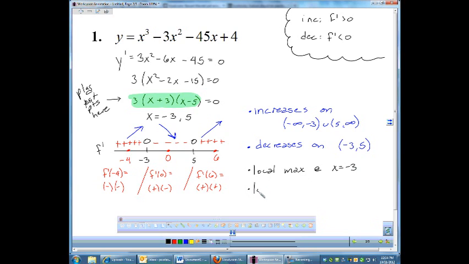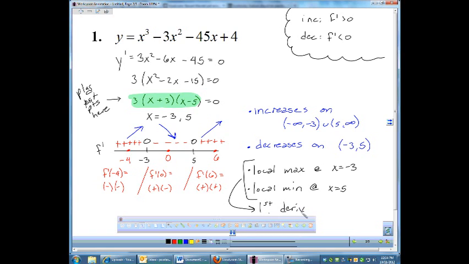Let's see if I have a local min. Well, if my function has a minimum, that means my function has to decrease and then increase. So my function decreases and then increases, and that change happens at 5. So I have a local minimum at x equals 5. And this right here is the first derivative test.